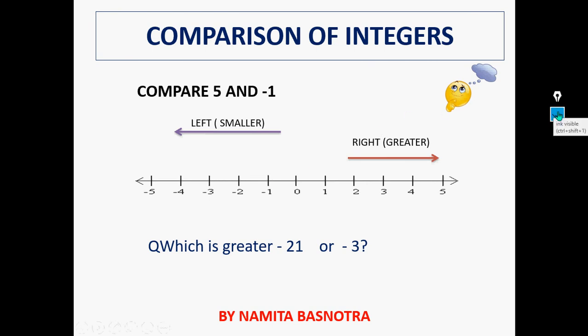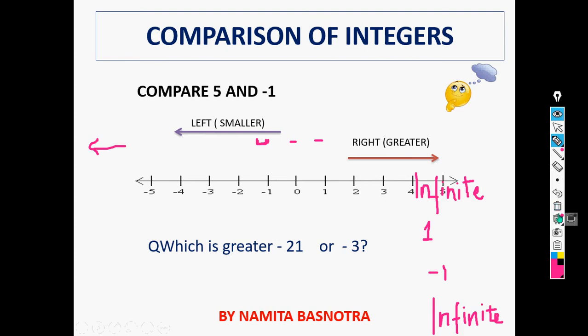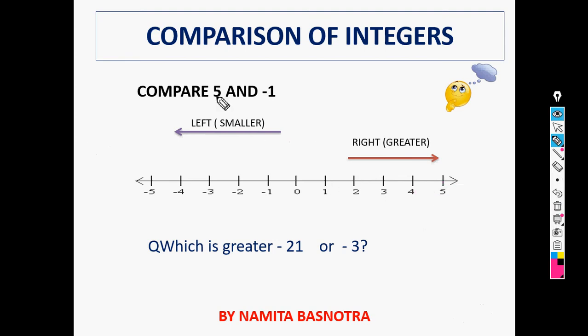Just when you will see it yourself, you will believe in it. Yes, it is very easy. Okay, so now I have here 5 and -1. So what will I do? I'll just circle 5 here.